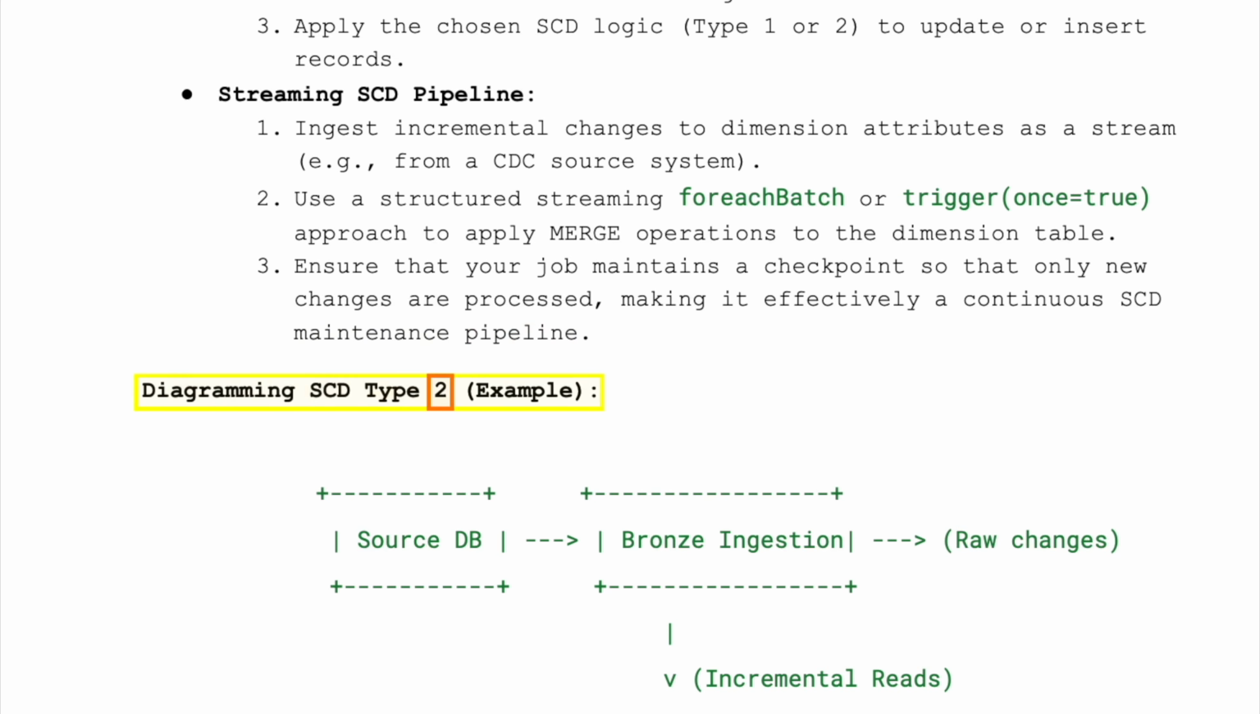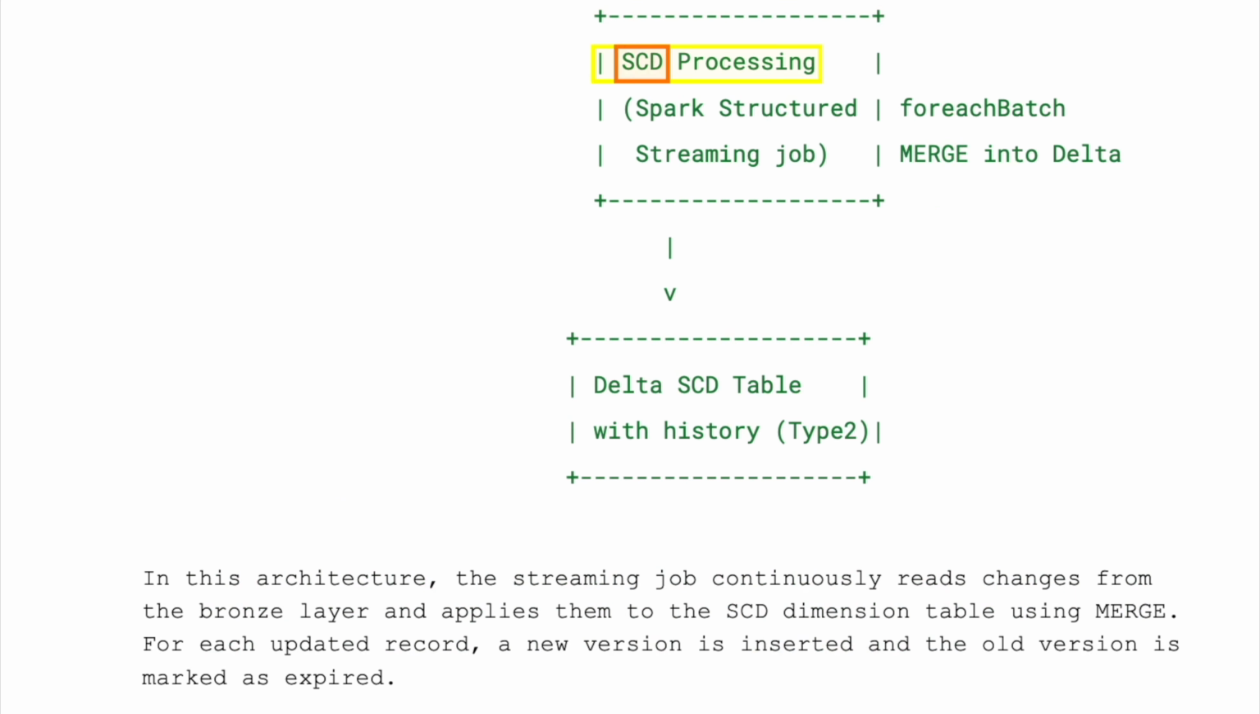Diagramming SCD type 2 example. Source DB, arrow to bronze ingestion, arrow to row changes, incremental reads, SCD processing with Spark structured streaming foreachBatch streaming job, merge into Delta, arrow to Delta SCD table with history type 2.